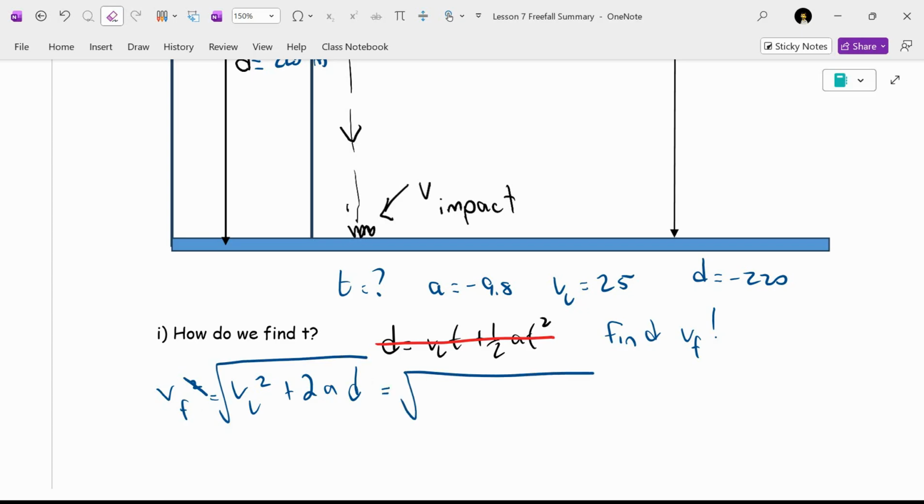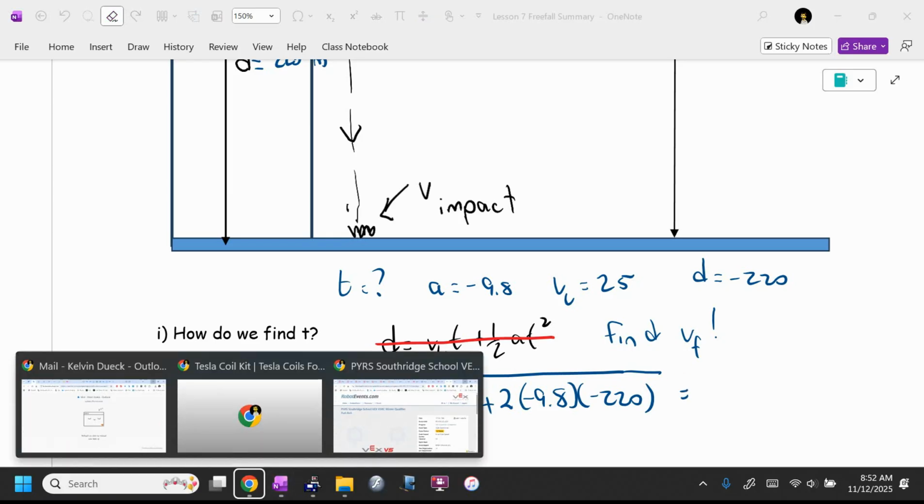We would go, okay, it's going to be 25, don't forget the squared, plus 2 times negative 9.8 times negative 220. This one here, Vienna, if you missed making the displacement negative, you might not get an error on your calculator depending on what numbers I made up. So that's one of the reasons this one is trickier. It doesn't have the calculator error checks that will pop up. Go to your calculator once you've written that out.